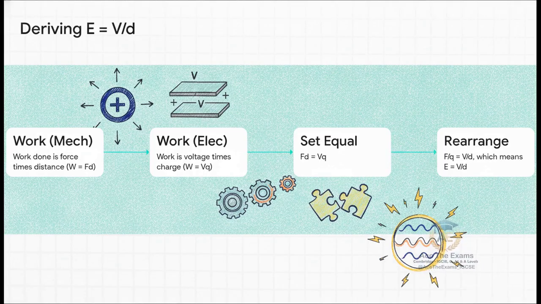Okay, let's look at one of the most elegant derivations you'll need to know. Imagine a positive charge resting on one plate, and we want to move it. Standard mechanics tells us work done equals force times distance. But electrical physics tells us work done is also potential difference, voltage, times charge. Because work is work, we just set these two equal to each other. F times D equals V times Q. Rearrange that, bring charge to one side and distance to the other, and boom, electric field strength E equals voltage V divided by distance D.